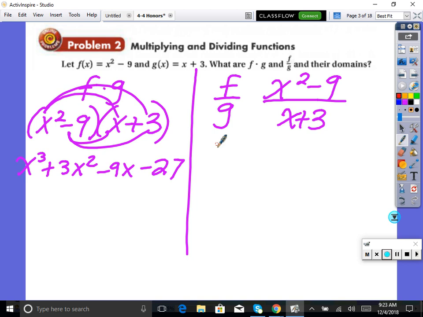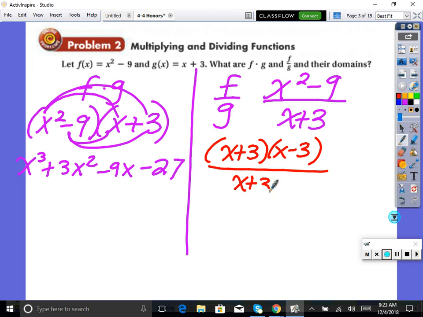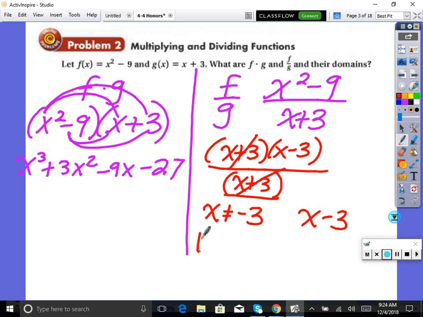So what would the top factor to be? x plus 3, x minus 3. Okay, good. And then on bottom, we have our x plus 3. Restrict first, then divide. So isn't it true that x cannot be negative 3, because that would make the denominator 0? So our final answer, f divided by g, is x minus 3. So you'd say my answer is x minus 3, right? And then as long as x does not equal negative 3, the domain is anything except negative 3.